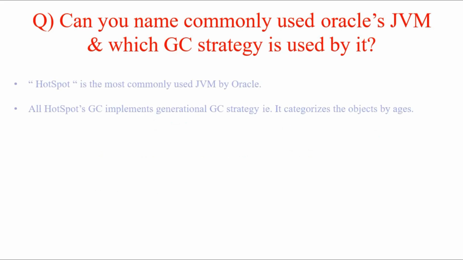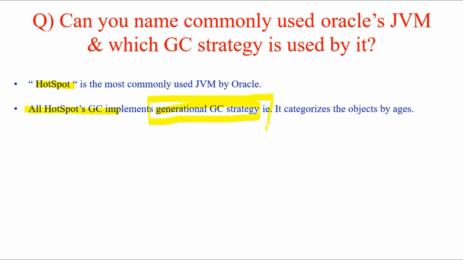Can you name a commonly used Oracle JVM and which garbage collection strategy is used by it? The most commonly used JVM by Oracle is HotSpot, and HotSpot implements the generational garbage collection strategy. Remember this concept, it is very important.